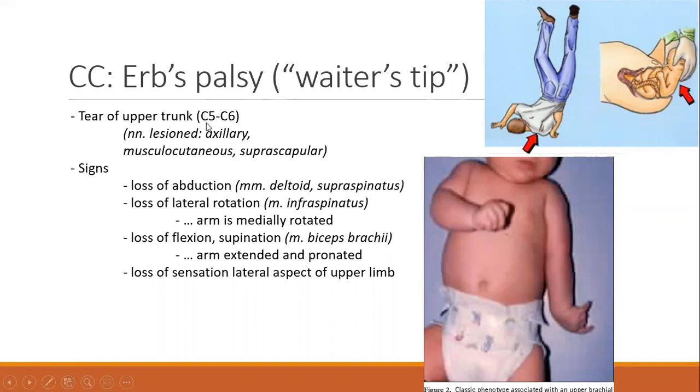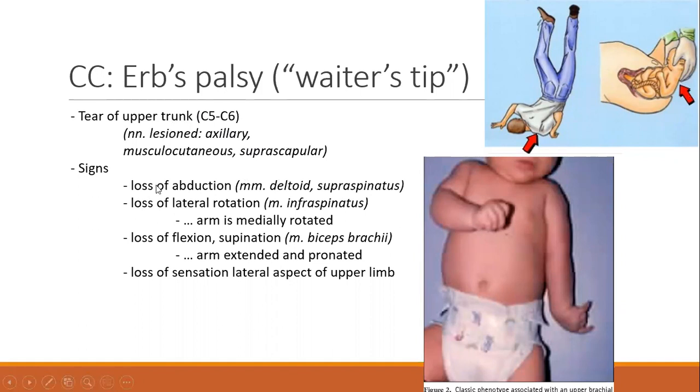So remember how I spoke about how you're going to want to know the nerve roots for multiple different terminal branches and nerves themselves. Well, this is one of the examples of why you want to learn them, because if we're injuring C5 and C6, we know that lesions to these roots are going to directly affect our axillary, our musculocutaneous, and our suprascapular nerves because they all derive fibers from C5 and C6.